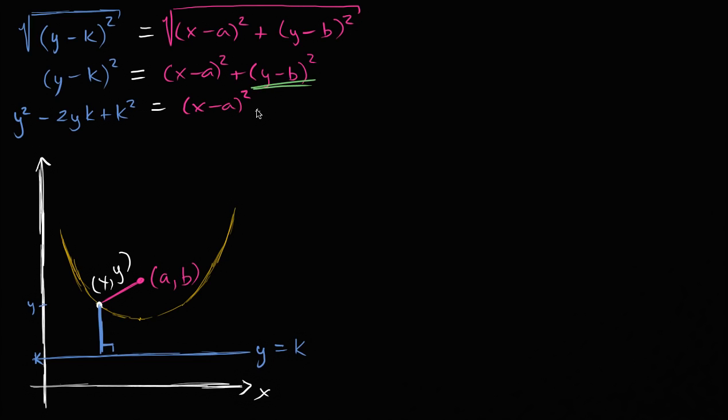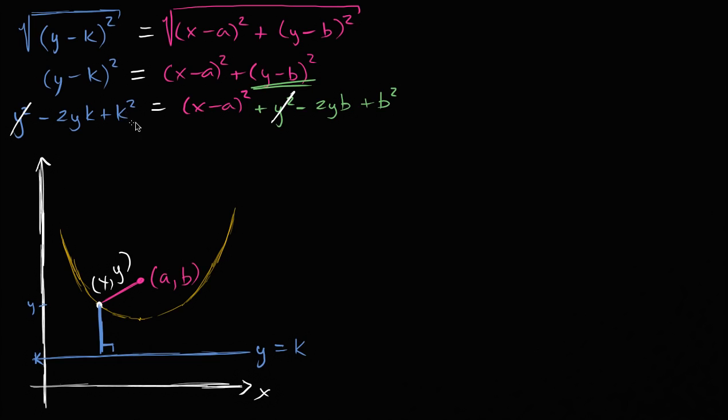Expand this in green. So plus y squared minus 2yb plus b squared. All I did is I multiplied y minus b times y minus b. Now let's see if we can simplify things. So I have a y squared on the left, I have a y squared on the right. Well, if I subtract y squared from both sides, that simplified things a little bit.